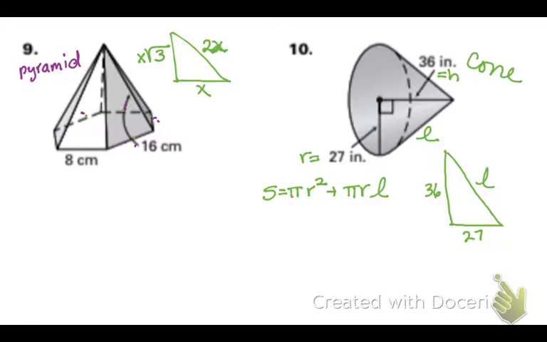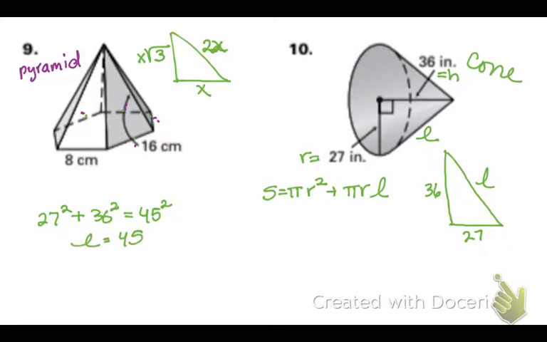Okay. And if we use Pythagoras, I'll do it over here, 27 squared plus 36 squared, okay, is going to be equal to 45 squared. Okay, so our L is equal to 45. I shortcutted the math there.